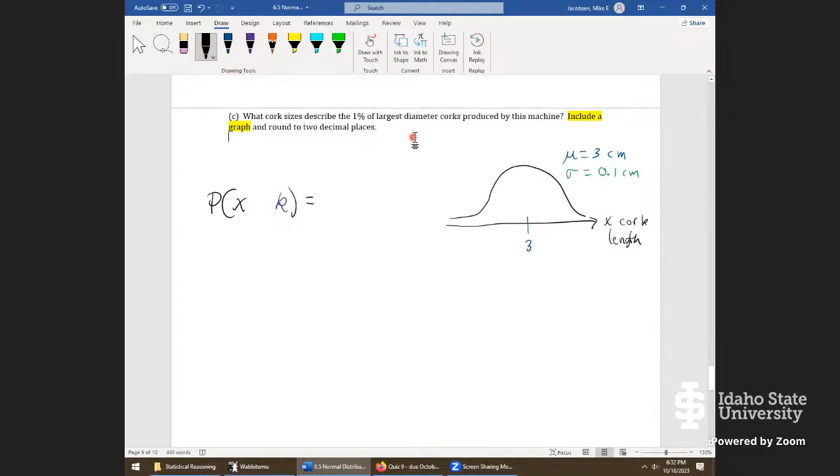And they also gave us an actual probability this time. Anyone see what the probability is that would go right here by the red dot? Exactly. It would be a 0.01. Good call. So we take the percentage, convert it to an actual probability amount, and this is what it looks like so far. So it says what quark sizes? That's X. X is the quark length, diameter. Describe the 1%. 1% is here. Of the largest diameter of quarks produced by this machine. Only thing I haven't taken into account is where we said largest.